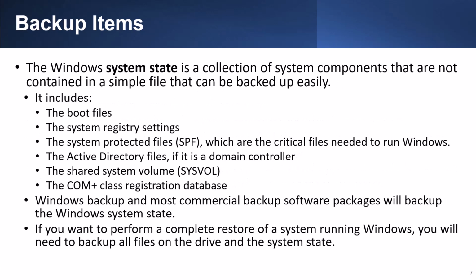The Windows system state is a collection of system components that are not contained in a simple file that can be backed up easily. It includes the boot files, the system registry settings, the system protected files or SPF, which are the critical files needed to run Windows, the Active Directory files if it is the domain controller, the shared system volume or sysvol, and the COM+ class registration database. Windows Backup and most commercial backup software packages will back up the Windows system state. If you want to perform a complete restore of a system running Windows, you will need to back up all files on the drive and the system state.